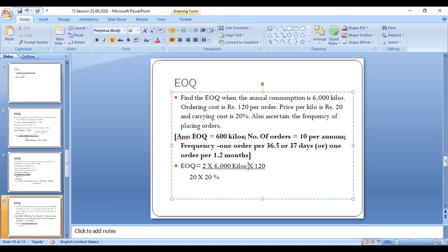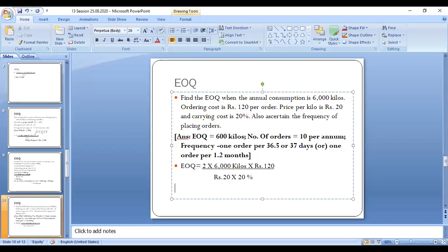It is not in rupees, so you can take it. And the cost of placing and receiving an order is rupees 10, divided by the storage cost and carrying cost. Storage cost and carrying cost is rupees 20 per kilogram, so 20 percent, that is the annual carrying cost percentage. By multiplying these things, you will get the answer.